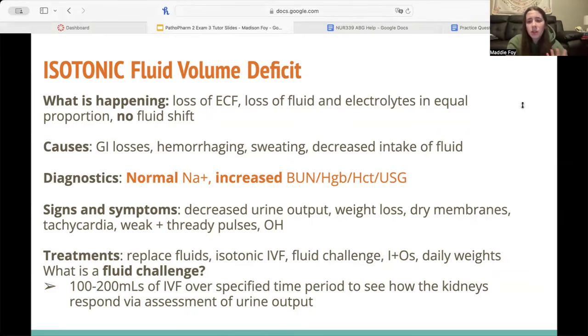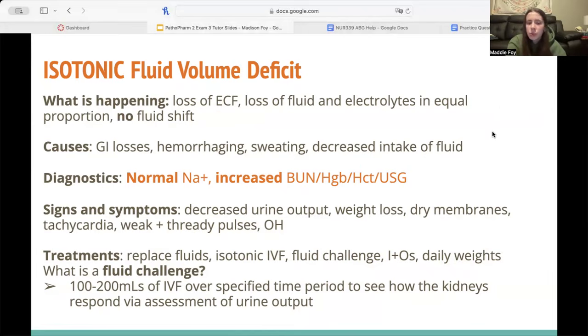Signs and symptoms, you're going to be looking at just your signs and symptoms of dehydration. So we're talking things like decreased urine output. Concerning is less than 30 milliliters per hour of output. Weight loss, dry membranes, and then your tachycardia, weakened thready pulses, and orthostatic hypotension.